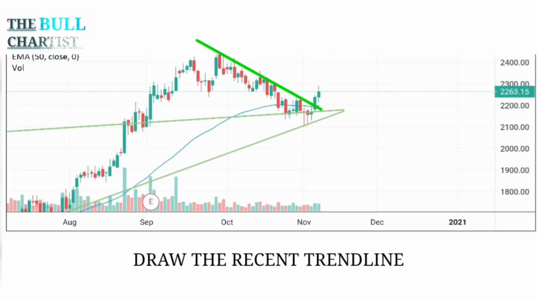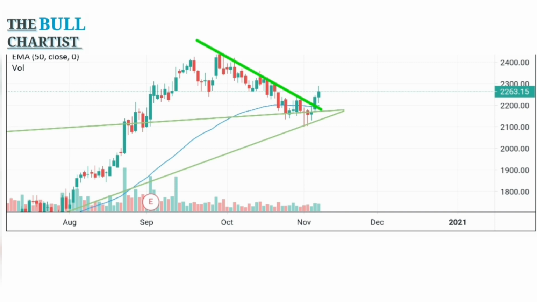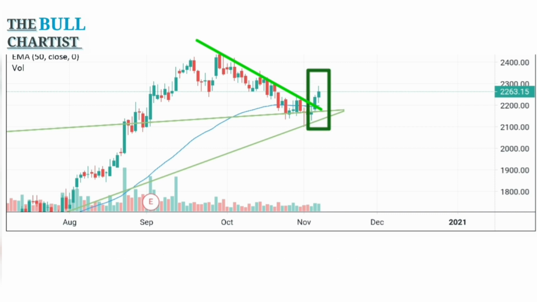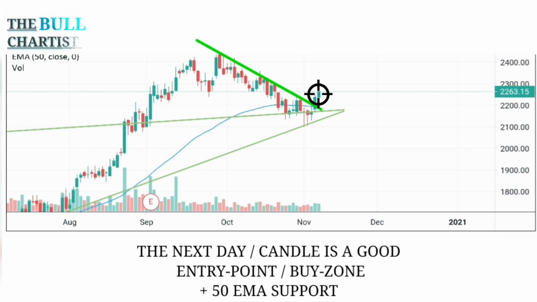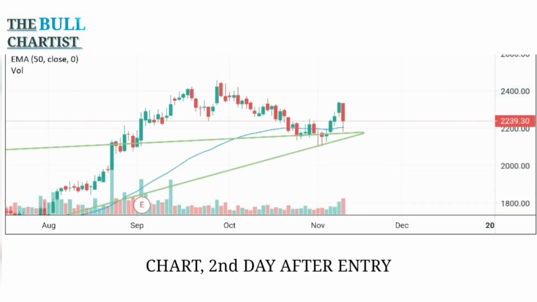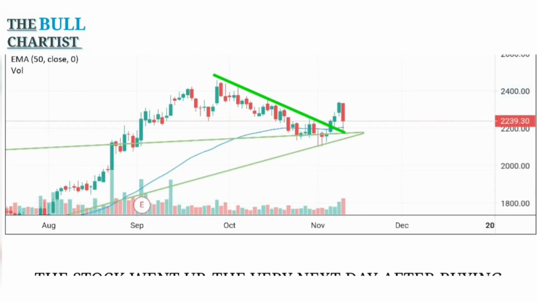Draw the recent trend line. Do you notice the bullish momentum candle has broken the recent trend line? Therefore, the very next candle is a good buy zone or entry point. Now this is the chart after 2 days from entry.